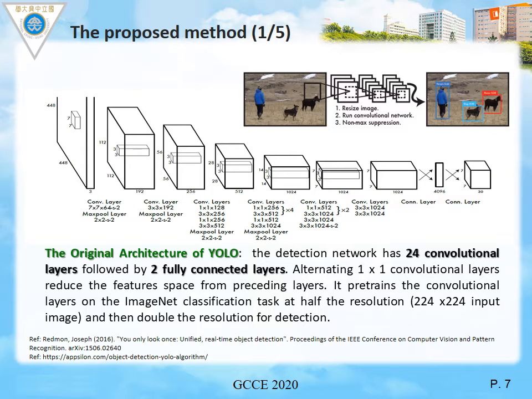Proposed design. These slides show the original architecture of YOLO. The detection network has 24 convolutional layers, followed by 2 fully connected layers. Alternating 1 by 1 convolutional layers reduce the feature space from preceding layers. It pretrains the convolutional layers on the ImageNet classification task at half the resolution, and then doubles the resolution for detection.